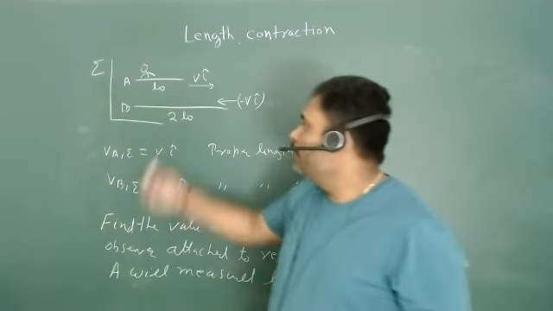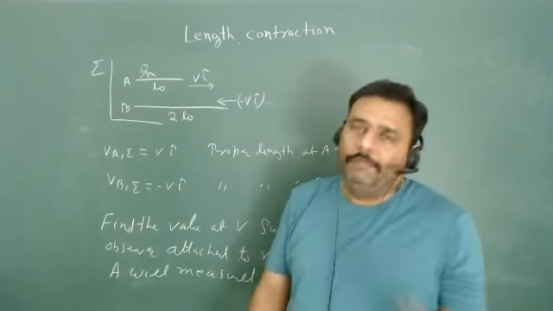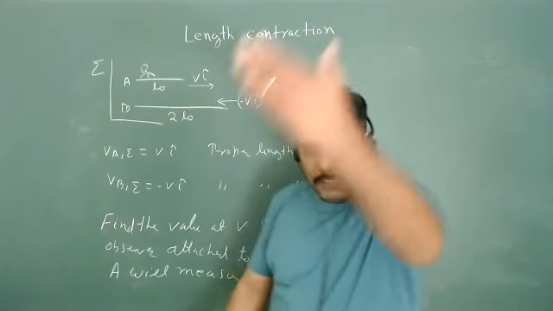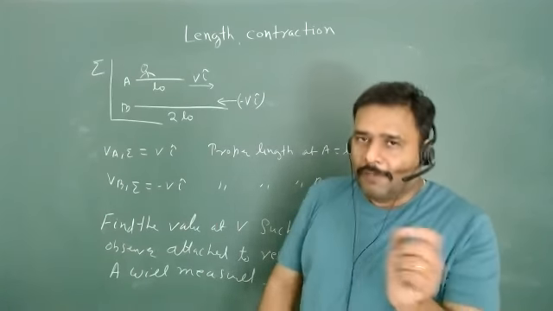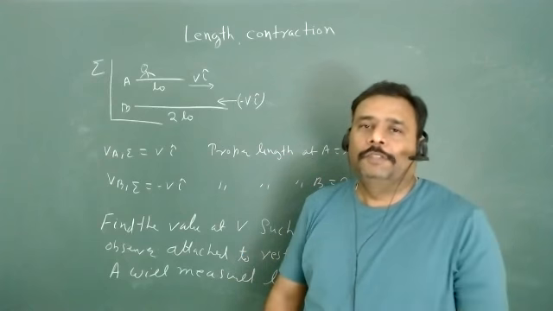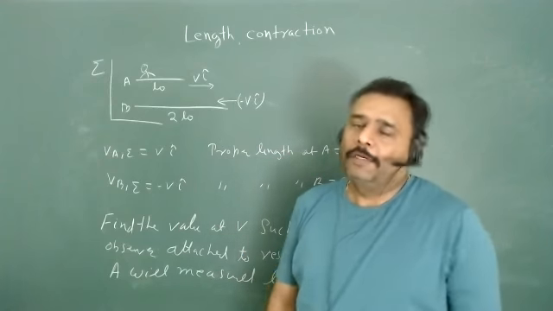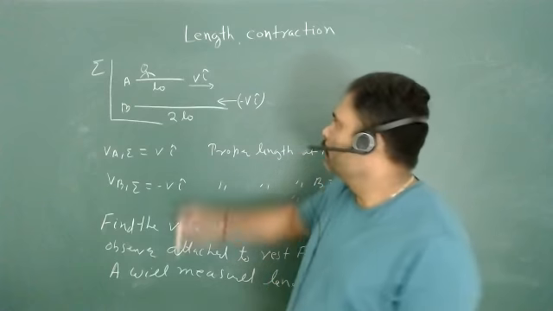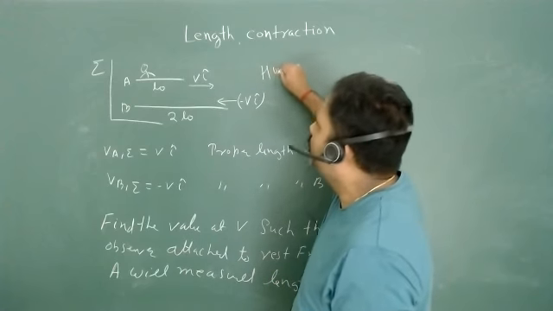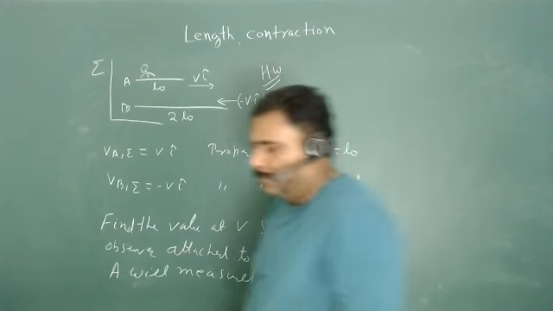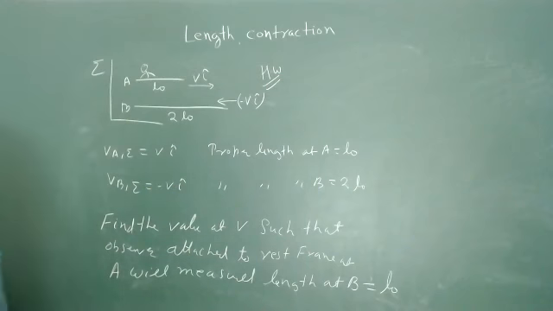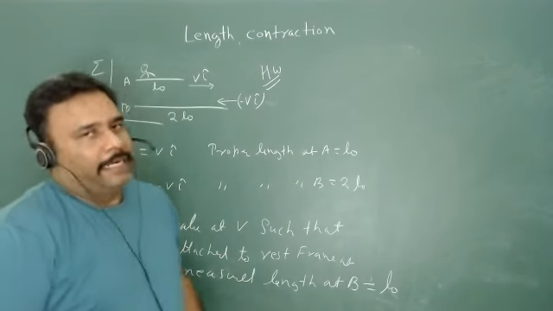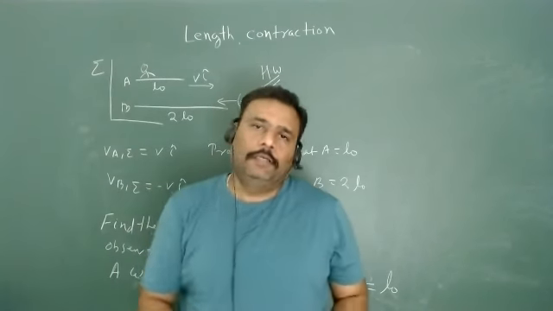And there the proper length will be 2L naught, and the contracted length will be L naught. But while doing all the calculations, you will face a bit of a problem. Let's see how you resolve that. So this is your one homework, and I will solve it in the next class, and then we will do some more problems based on length contraction, and if time allows, we will go for time dilation also.